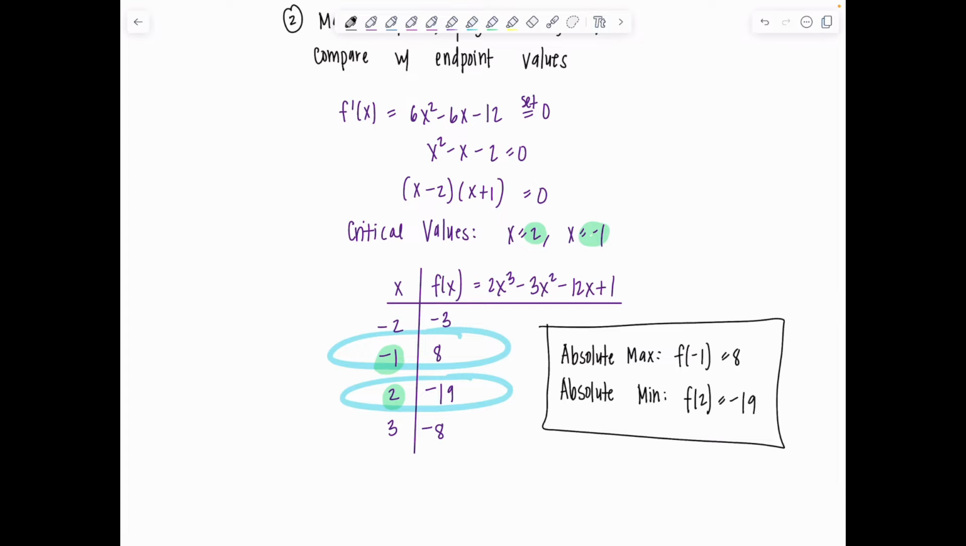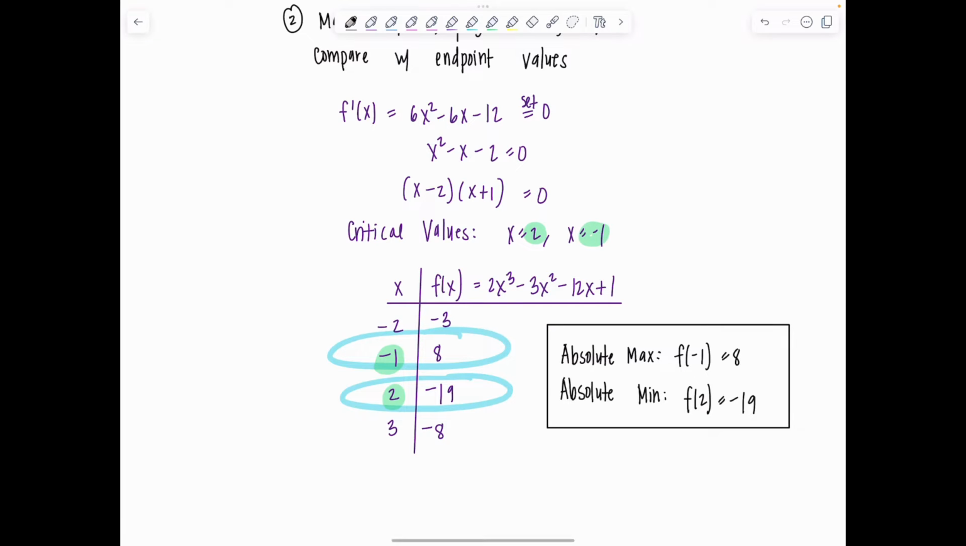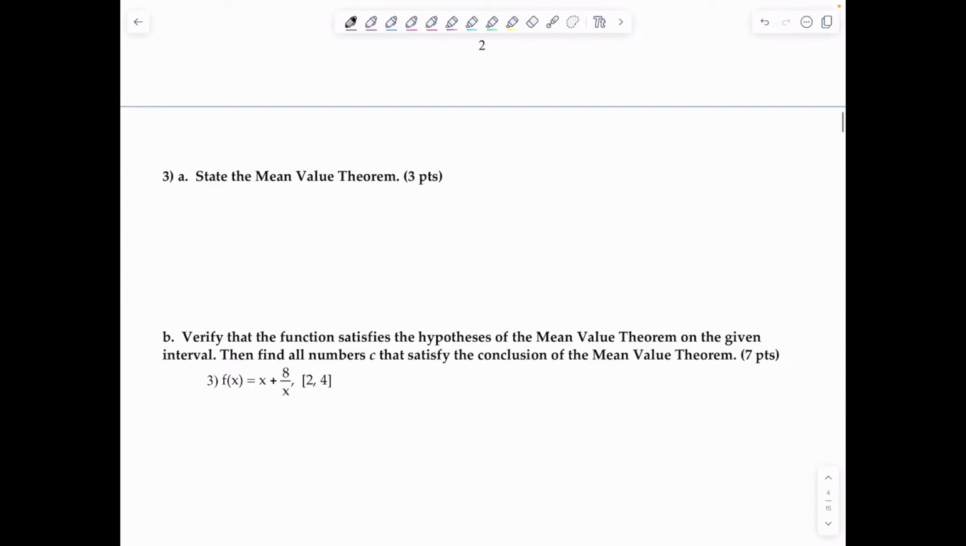There you go. I think some students got confused. They forgot to plug in the endpoints. They did the increasing, decreasing first derivative test, which only tells you about local extrema, not absolute. So just make sure you keep those two concepts clear. All right, onward and upward.